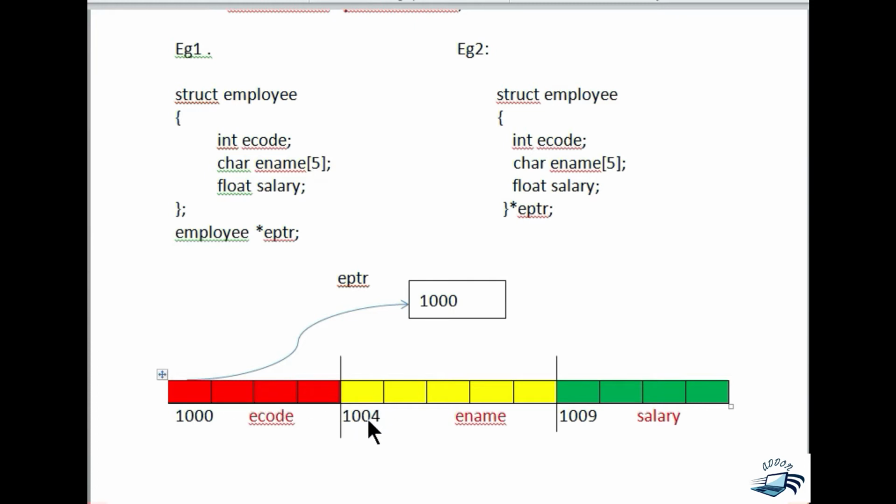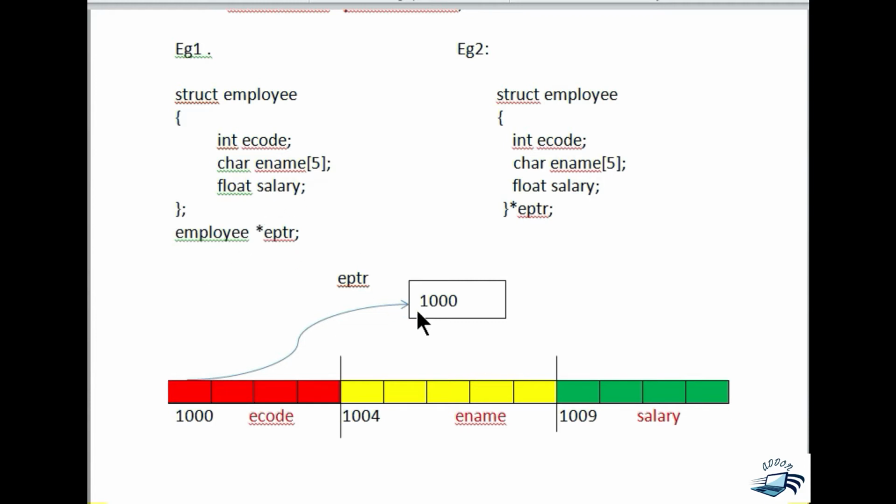And from 1004, it will be reserved for e-name. E-name is of character type and each character will take 1 byte of memory. So from 1004 to 1008, memory will be reserved by the e-name. And from 1009, the memory will be reserved for float. 4 bytes will be required for the salary. So from 1009 to 1012 will be occupied by salary.